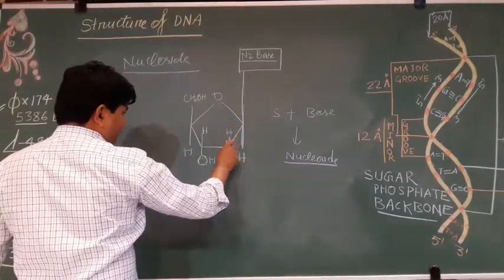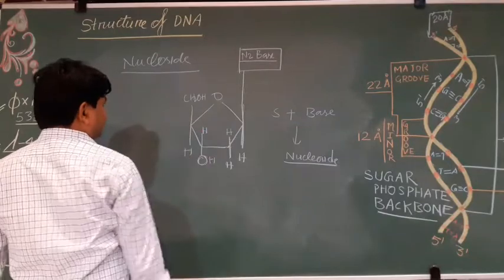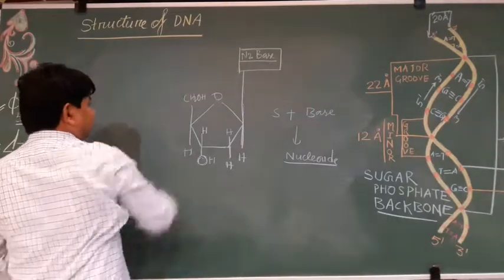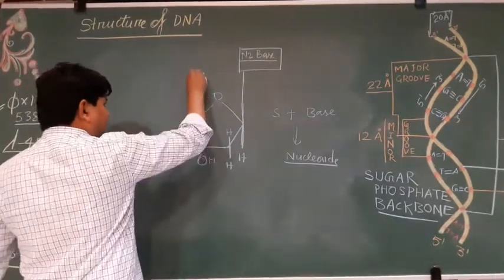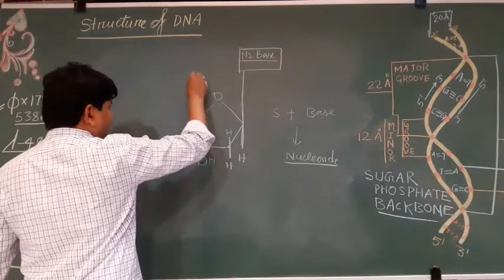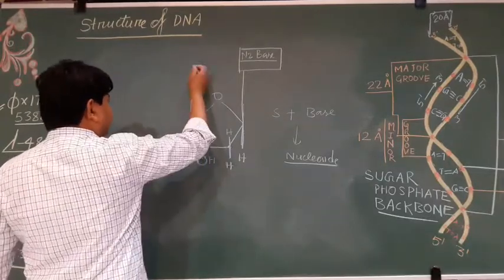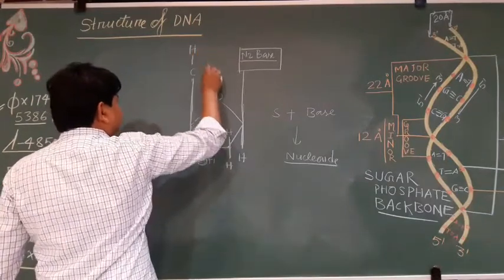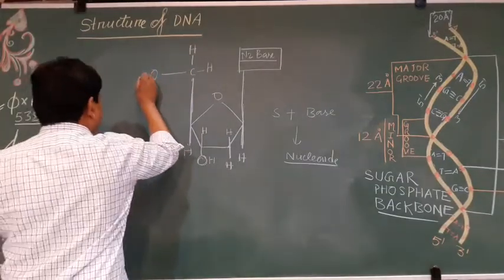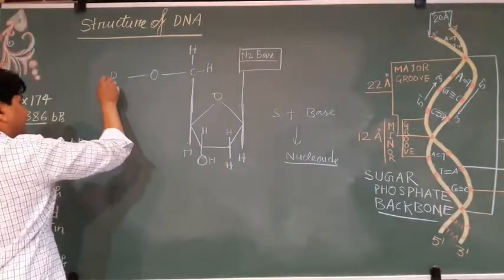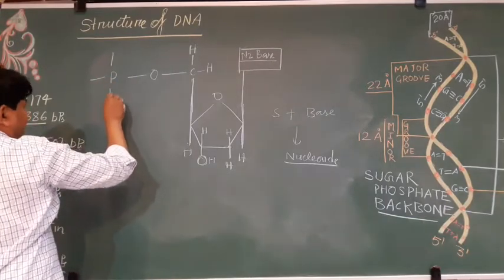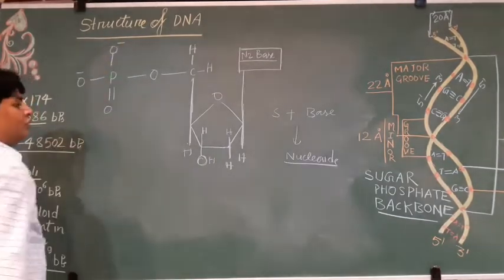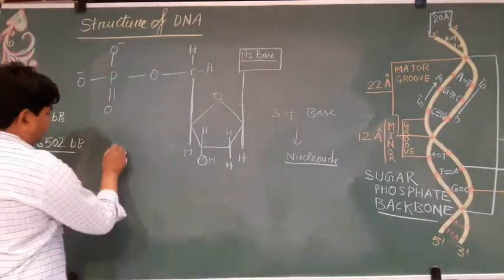And always remember this is the 5 number position: carbon atom 1, 2, 3, 4 and carbon atom number 5. So if we attach a phosphate ion at carbon number 5, this carbon, with H, O, P, O, then this structure is called a nucleotide.